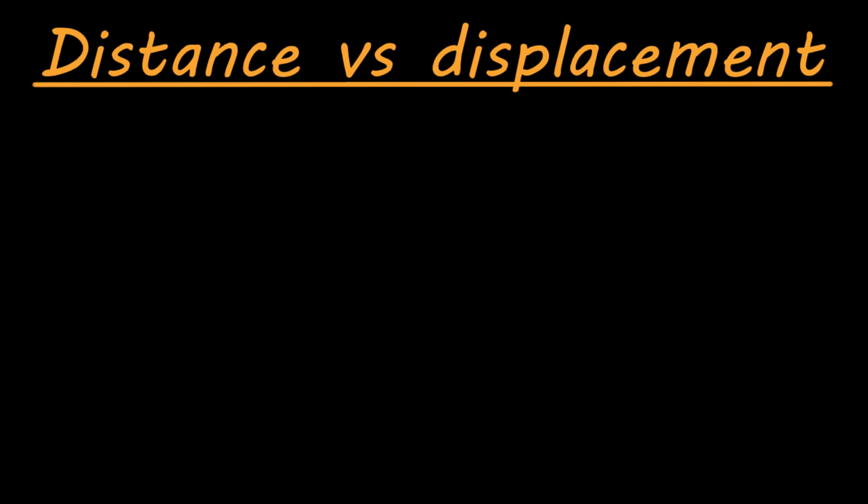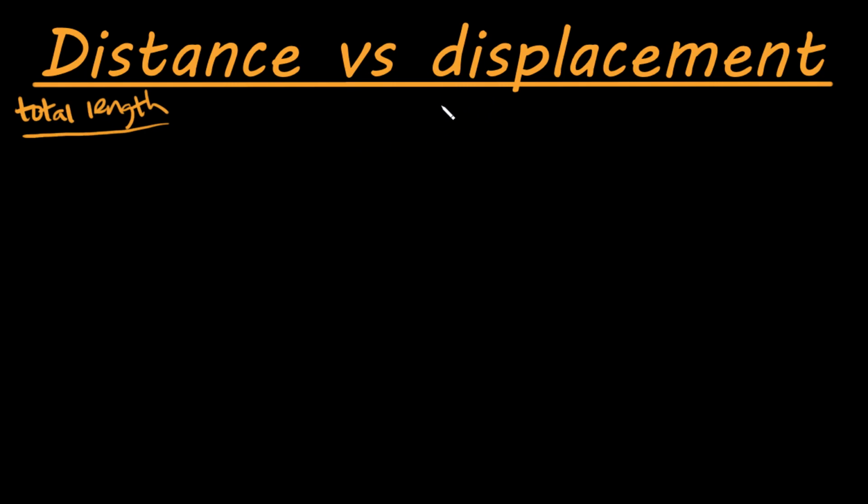So let's talk about the difference between distance and displacement. Distance is going to refer to the total length that an object travels. So the total length, we add up the path that it takes to get our total distance.